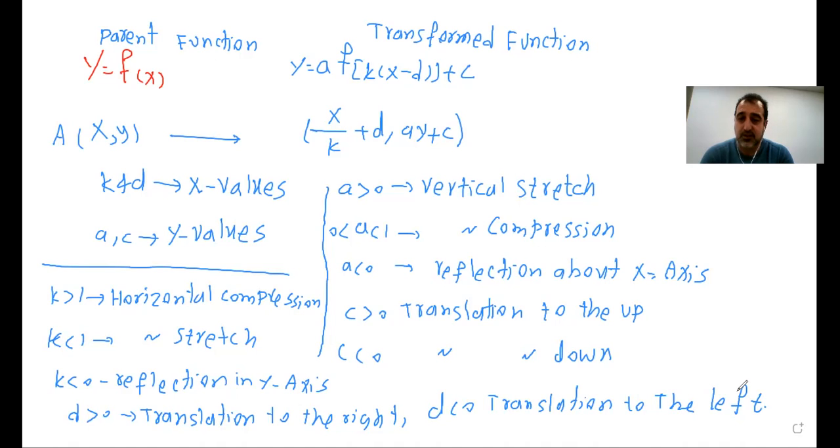C less than 0, translation down. K greater than 1, horizontal compression. K between 0 and 1, horizontal stretch. K less than 0, reflection in the y-axis. For d greater than 0, you're going to have translation to the right, and d less than 0, translation to the left. By having this knowledge, it's very easy to solve all questions in grade 11 and grade 12 related to transformation. I'm going to do one for you.